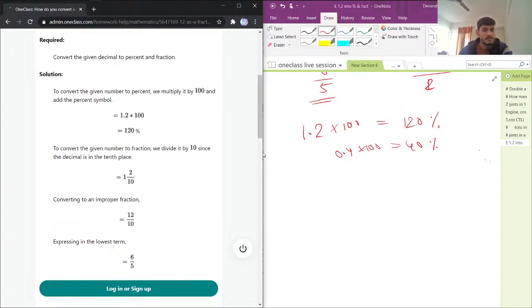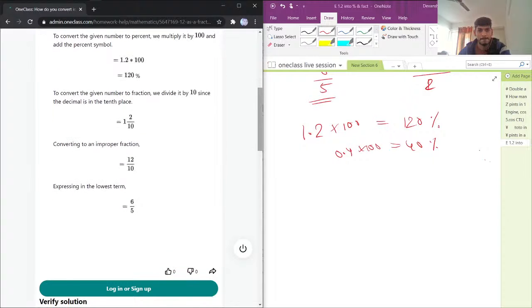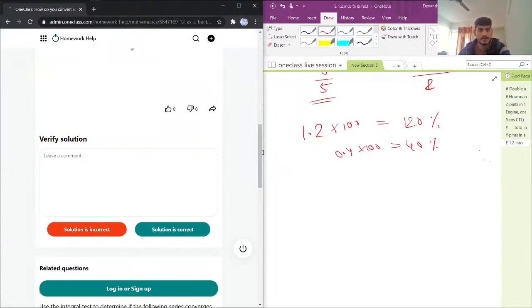So to convert the given number to percentile, we multiply it by 100 and add the percentage symbol. Correct. This is also correct solution. Good job. Solution is correct.